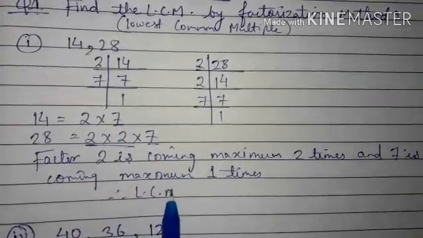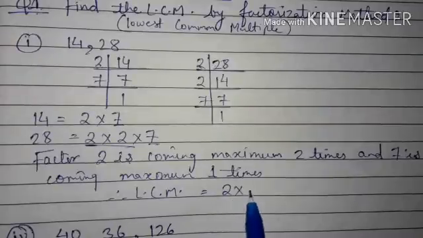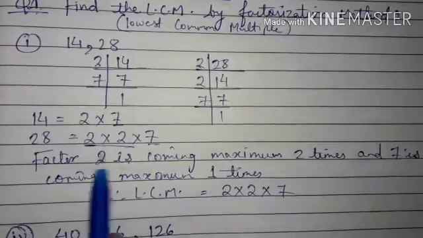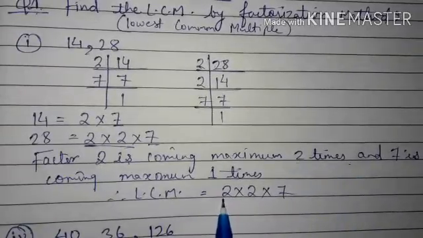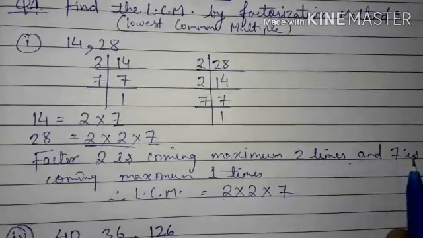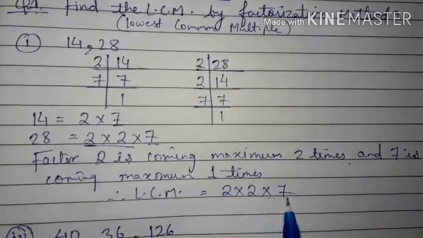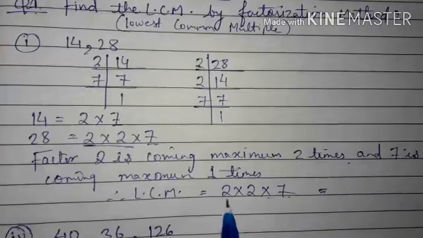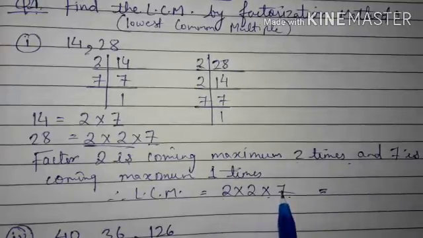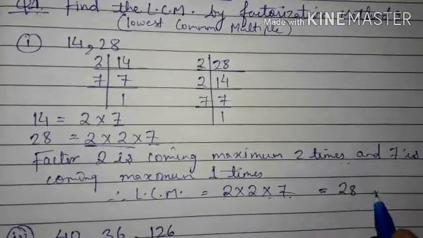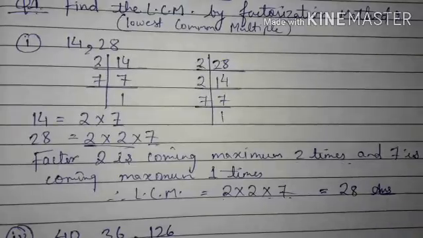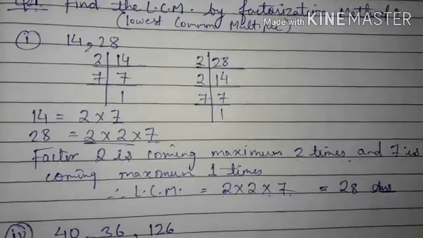Therefore, LCM is equal to 2 multiplied by 2 multiplied by 7. Because 2 is coming 2 times, so we will multiply 2 two times, and 7 is coming 1 time, which means we will multiply 7 only 1 time. Now 2 2s are 4, 4 7s are 28. That is your answer. Now see one more question.